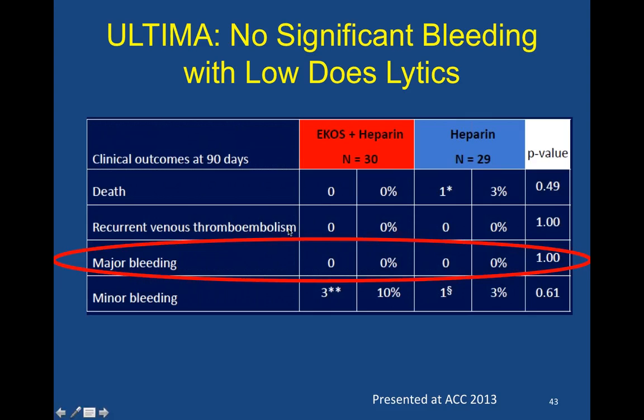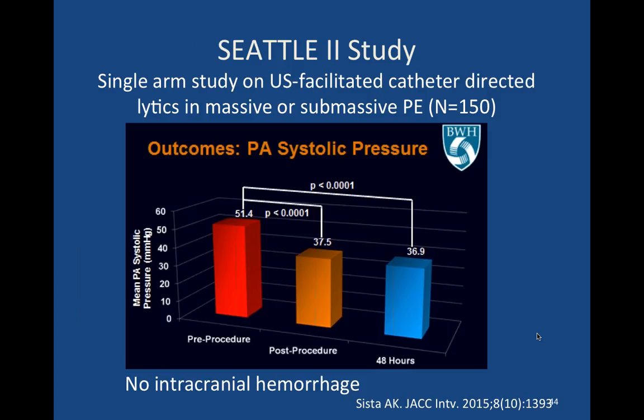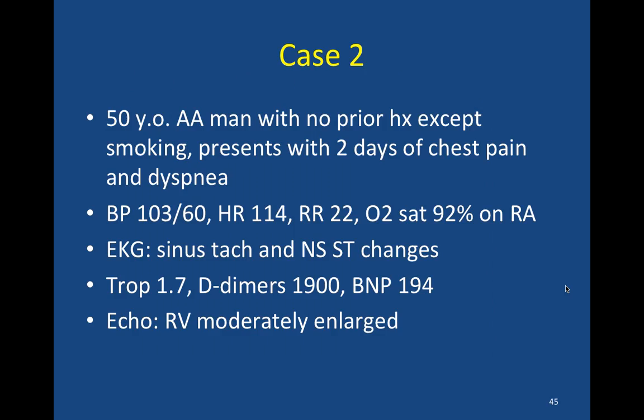But if you look at the major bleeding, there was no incidence of any major bleeding in this population. Well, that's not true if you take a lot of patients. Some of them are going to have some major bleeding, but the risk is much lower than if you treat them with systemic thrombolytics. There was also a prospective registry of 150 patients using this device, showing that pre-procedure to post-procedure there has been a significant drop in the pulmonary artery pressure, both at post-procedure and at 48 hours, with no intracranial bleed in this registry.